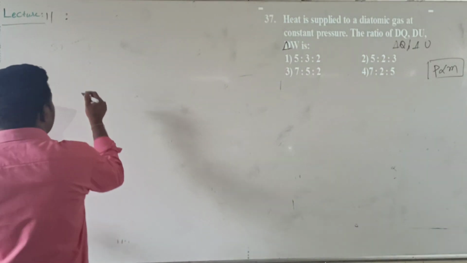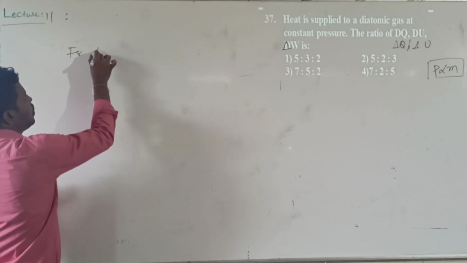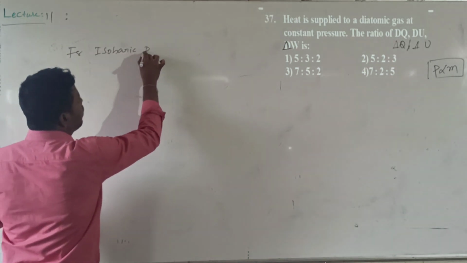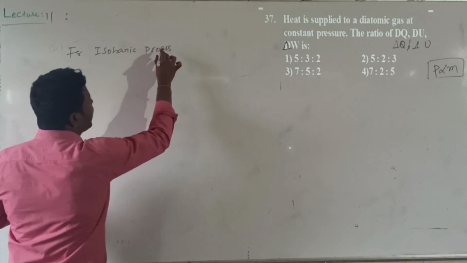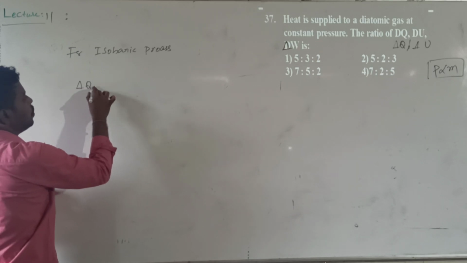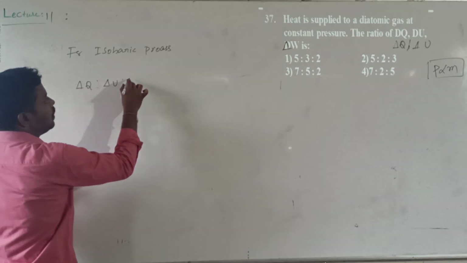Which process? For an isobaric process, because they are telling heat supplied at a constant pressure. So for an isobaric process, what is the ratio of delta Q to delta U to delta W?